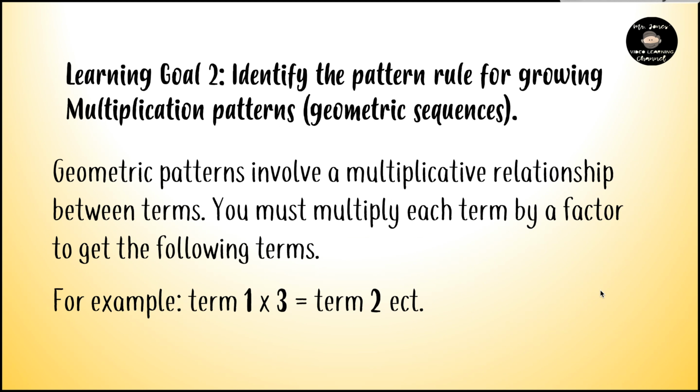Now our second learning goal, we wanted to be able to identify the pattern rule for growing multiplication patterns, or what are sometimes called geometric sequences. So geometric patterns involve a multiplicative relationship between terms. You must multiply each term by a factor to get the following terms. So a factor is just a fancy name for one of the two numbers in a multiplication expression that isn't the answer, that isn't the product. So for example, if you take term 1, the first term in your pattern, multiply it by a factor of 3, you would get term 2 in this pattern that I'm referring to.